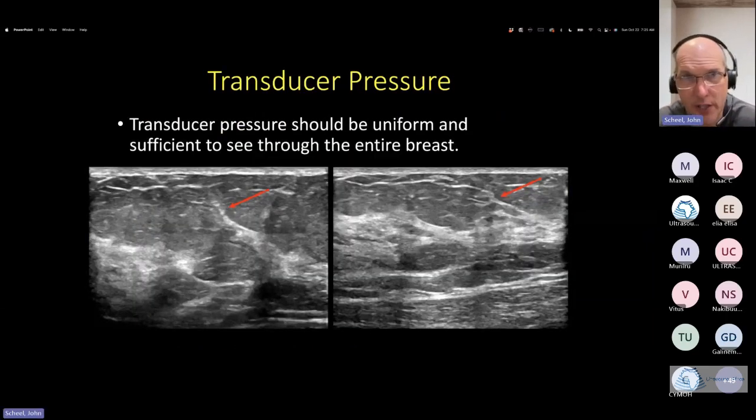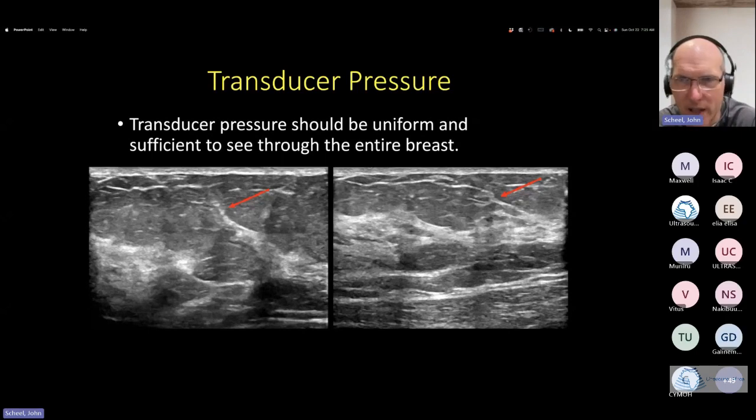Here's an example of transducer pressure that we talked about being uniform and sufficient to see through the entire breast. We talked about Cooper's ligaments or suspensory ligaments, and you can see on the picture on the left, the Cooper's ligaments or suspensory ligaments go straight up towards the skin surface. And what you can see is that causes artifact, the shadowing that goes through the breast tissue. And the edges of the fat and fibroglandular tissue also look blurry. That's because of this incomplete compression.